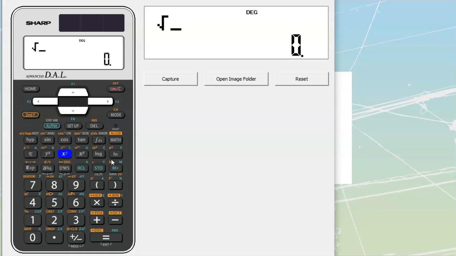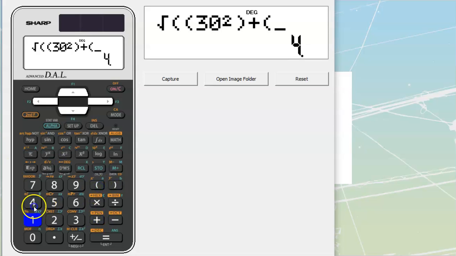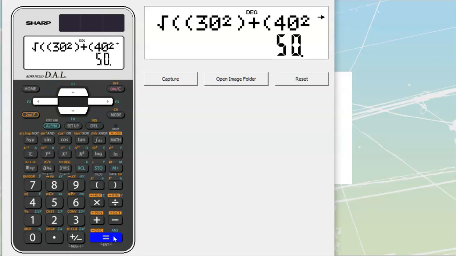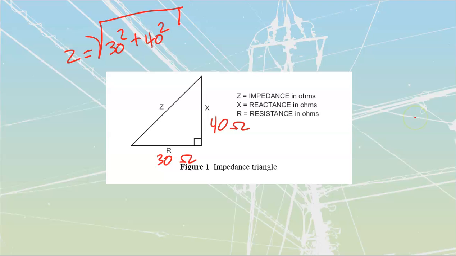Square root, bracket. I like to double bracket everything because it's just going to be safer that way. 30 squared plus 40 squared. Ooh, that's one too many brackets. We'll delete one, which gets me a value of 50. So I have a value of 50 over here.